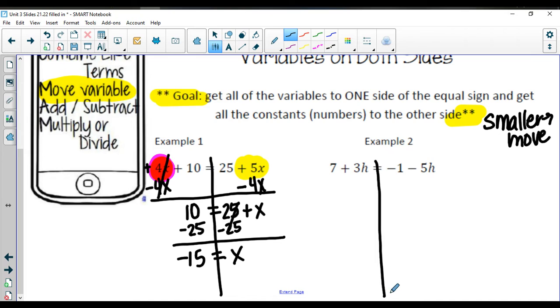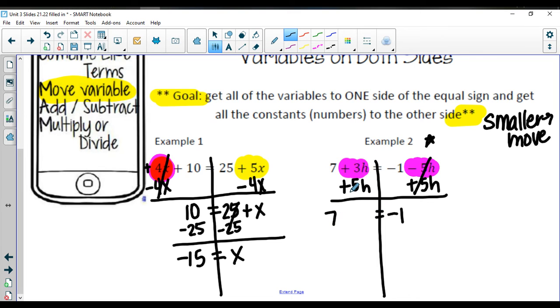Take a look at example number 2. We have the variables here. So we have a positive 3h and a negative 5h. Which one of those are we going to want to move? The positive 3h or the negative 5h? You're right, the negative 5h is the smaller one. So to undo it, we're going to do a positive 5h. And over on the other side of the equal sign, I'm going to stack positive 5h. Symbol, coefficient, variable. These will cancel, leaving me with a negative 1 over here. 7 comes down. A positive 3h plus 5 more h's is going to give me a positive 8h over here.